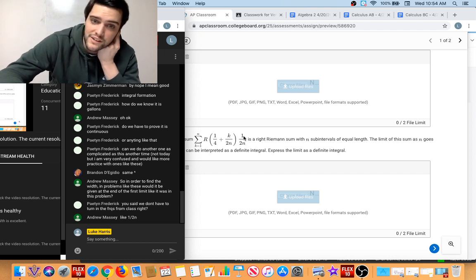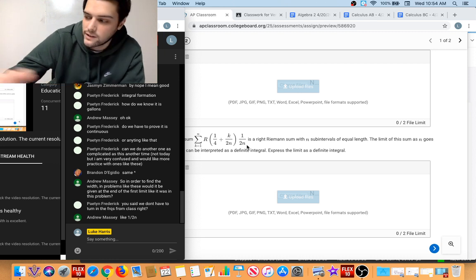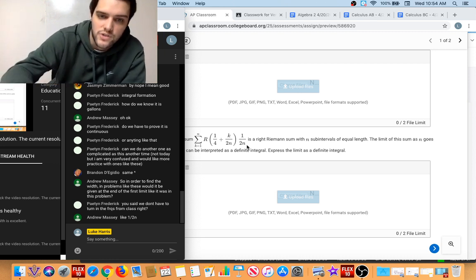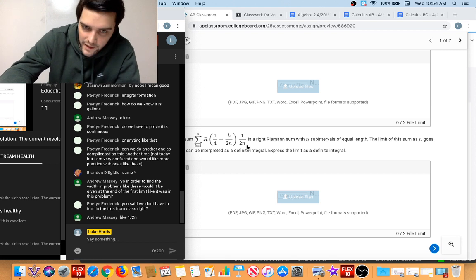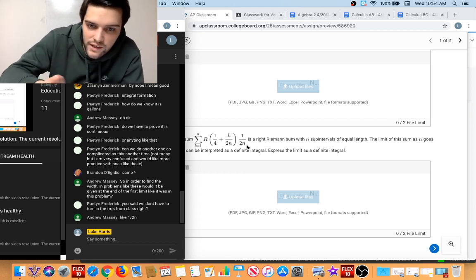To find the specific interval, you want to take it when n is equal to 1. When there's only one subinterval, like I showed that picture to you guys earlier, if you're taking one subinterval, that's one rectangle. So the one rectangle is going to cover the entire width of the interval.